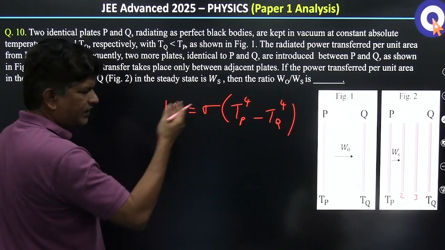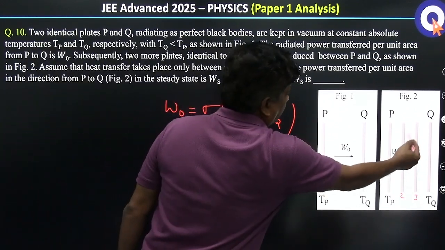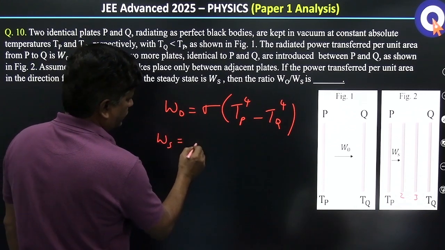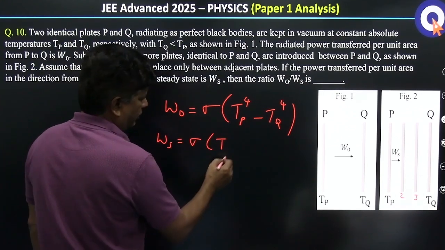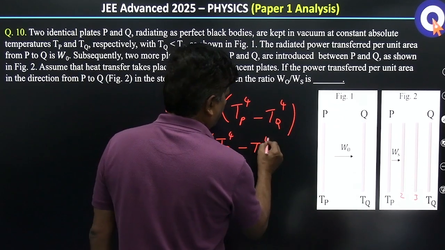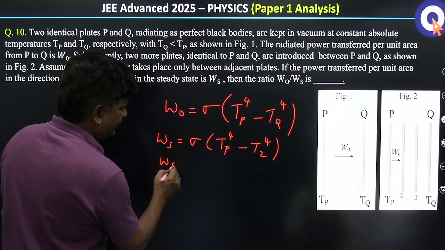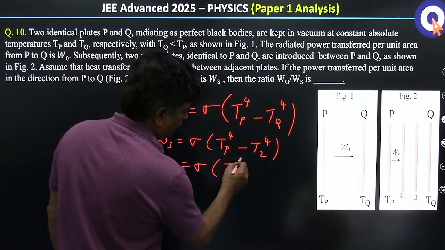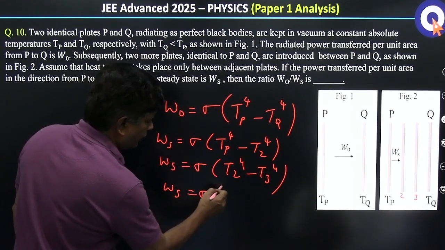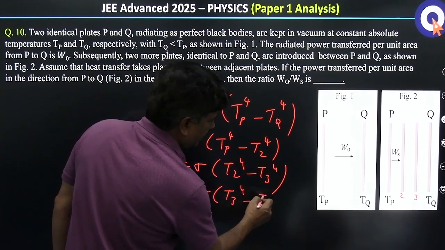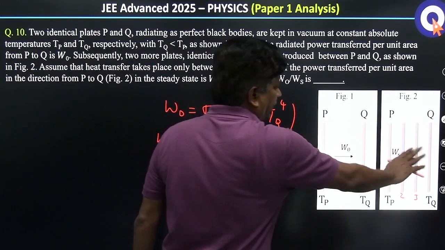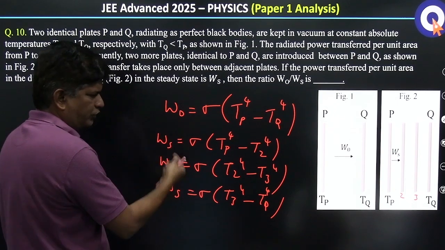So what does it mean? If I write equations for these, you will get Ws equals sigma Tp to the power of 4 minus T2 to the power of 4, where T2 is the temperature of the second plate. Similarly, Ws should also be equal to sigma T2 to the power of 4 minus T3 to the power of 4. Ws is also equal to sigma T3 to the power of 4 minus Tq to the power of 4. Because all of them are under steady state, the radiation is also the same.